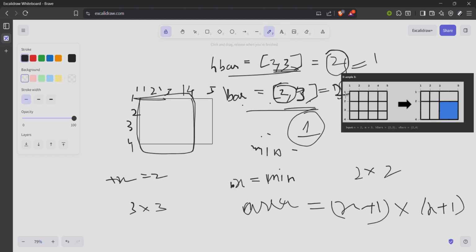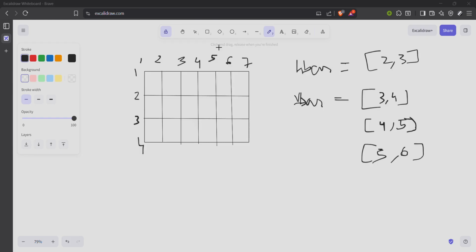Also, you might be confused by this. Let's say this has a 2 and 3, and this has 3 and 4, or 4 and 5. Let's take that example. Here we have these questions. Let me do one more modification. We have this question, and we have H bar as 2, 3. For the first case, we have V bar as 3, 4. In the second case, we have V bar as 4, 5. And for the third case, we have V bar as 2, 3, and 5.